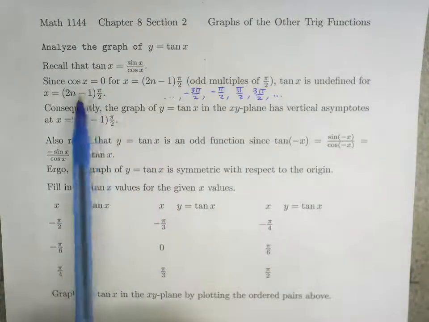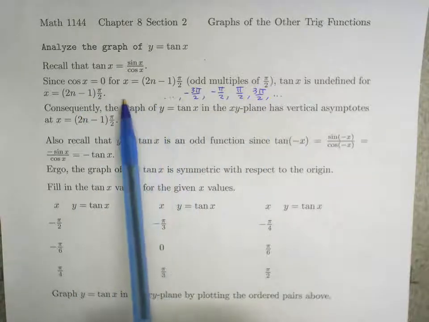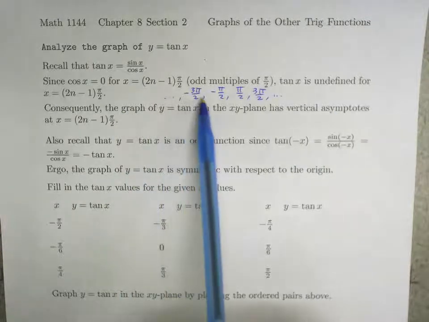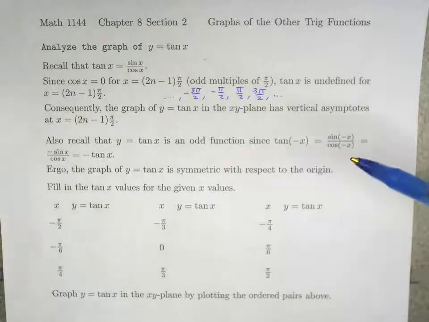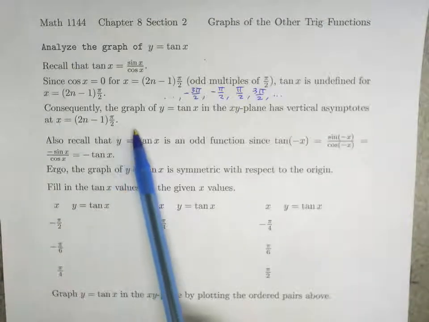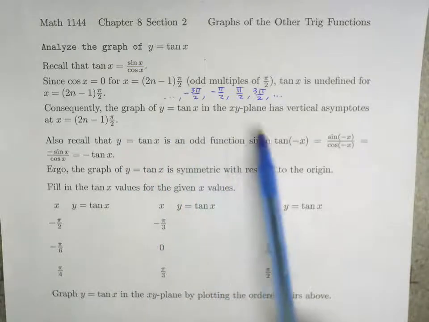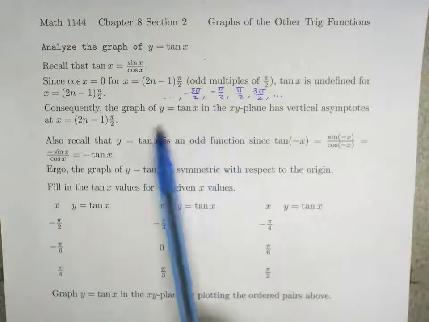So since cosine of x is 0 for those values, the tangent of x is undefined for odd multiples of pi over 2 because division by 0 is undefined. Consequently, the graph of y equals tangent of x in the xy plane has vertical asymptotes at those odd multiples of pi over 2.